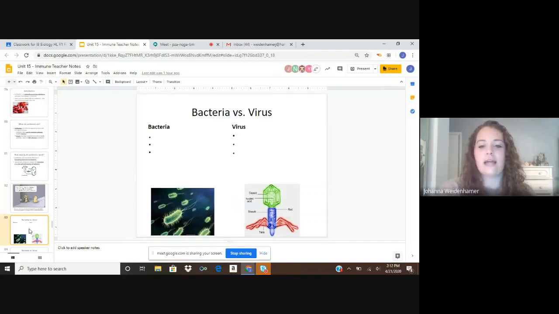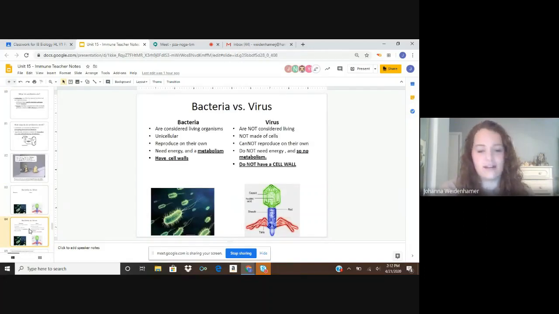So now let's take a look at bacteria versus viruses. So now on the next slide of your student notes, we're going to be looking at bacteria versus viruses. Bacteria are going to be considered living organisms. They're unicellular, they're going to be reproducing on their own, and they need energy. So they have metabolic processes that they're doing by themselves, and they have cell walls. So you can see a picture here of a bacteria. So that's what distinguishes a bacteria from a virus.